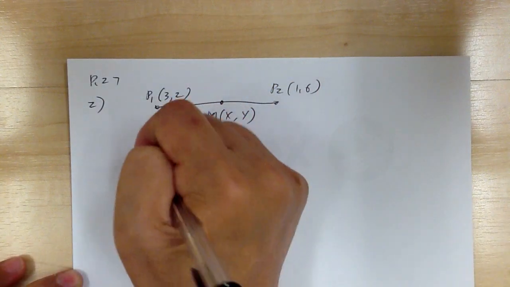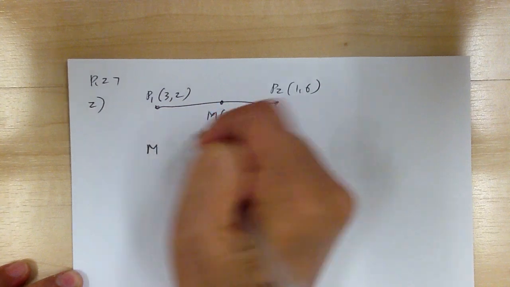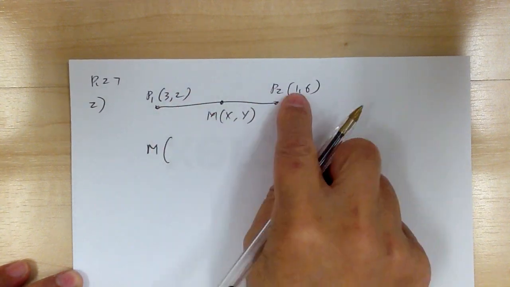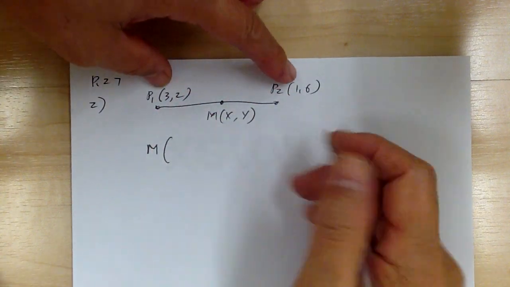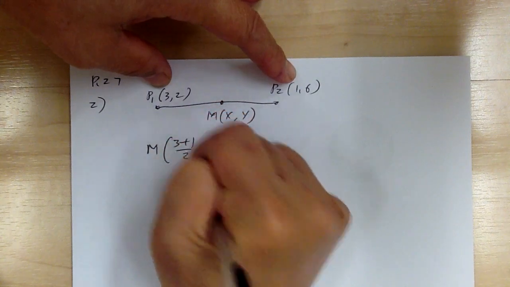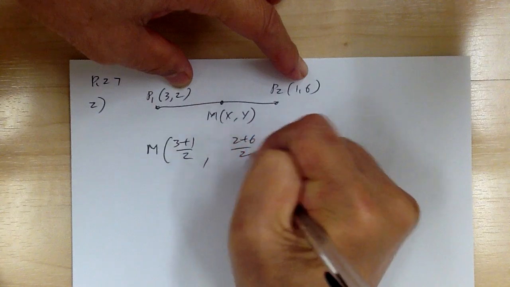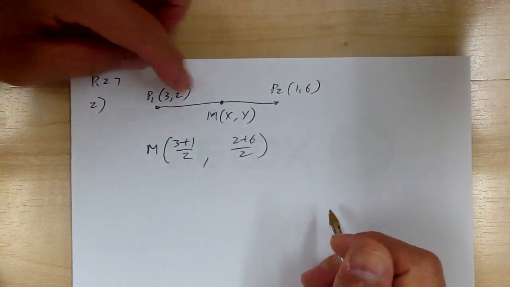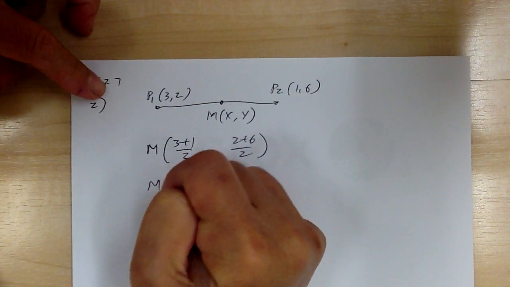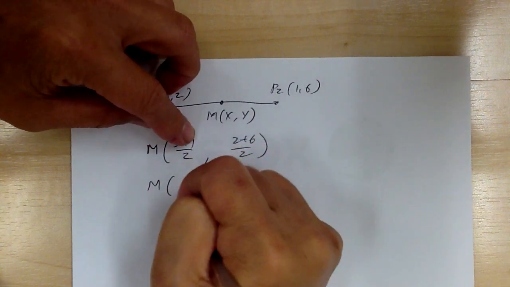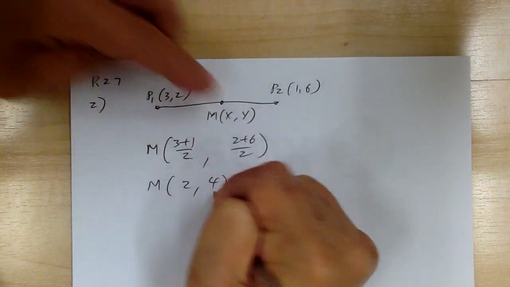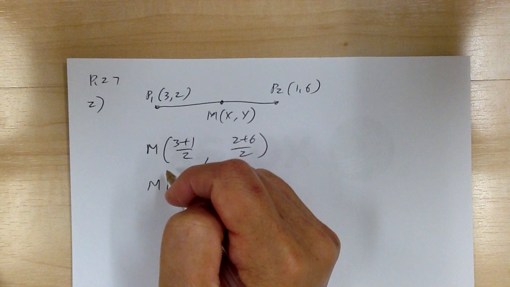So the midpoint formula is you just average the 2. So for the x, you're just going to average the 2, so it would be (3 + 1) over 2. And for the y, it would be (2 + 6) over 2. Right? Just averaging the 2. So the midpoint is going to be at (2, 4). Okay, and that's it.